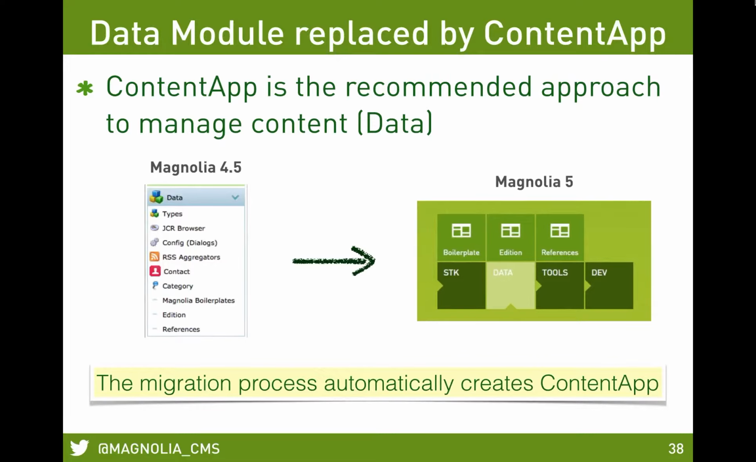The data module also now has been replaced by the concept of content app. So now the content app is the recommended way to manage data in Magnolia 5. We provide tasks that will automatically migrate all your data type into an app in Magnolia 5. So this is fully automated.